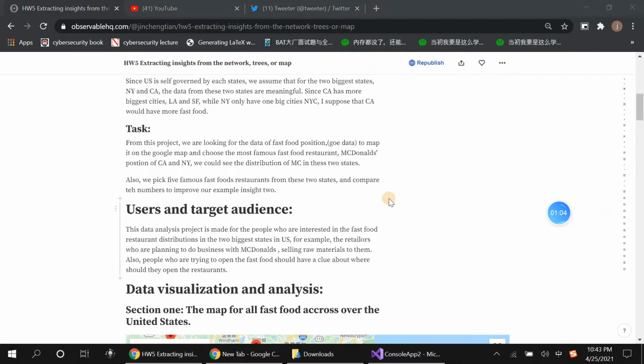The task from this project: we're looking for the data of the fast food position, the geometric data, to map it on the Google map, and choose the most famous fast food restaurant, the McDonald's position of California and the United States, and New York State.